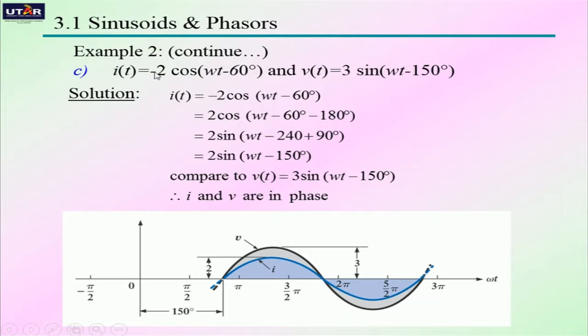Similarly, in question C, we have to change the sign for both current and voltage so that they are the same. So in this case, we are changing negative 2 cosine omega t minus 60 degrees to 2 sine omega t minus 150 degrees. After changing the sign, we have to change the trigonometric function as well, from cosine to sine. By having the same sign and same trigonometric function, we can compare both current and voltage. We can see that current and voltage have the same phase. So in this case, current is in phase with the voltage, or both I and V are in phase.